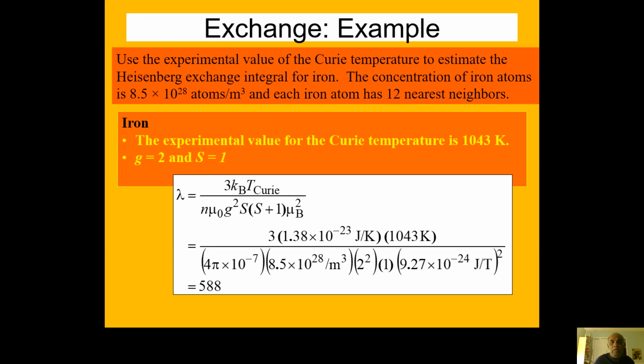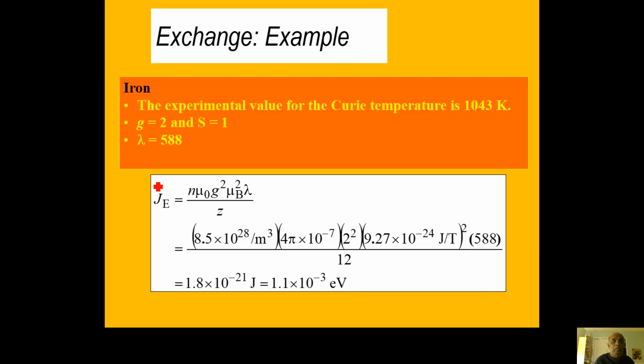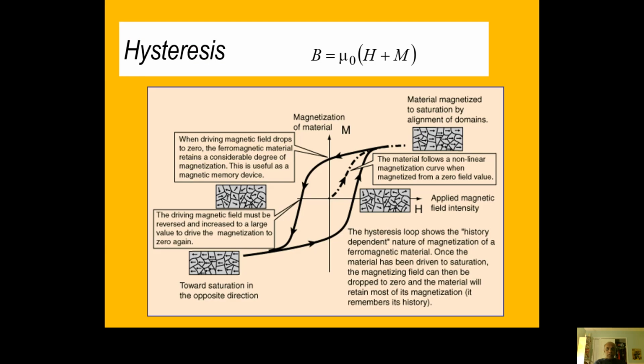If you know lambda, then you can easily calculate the exchange interaction JE, that is given by this equation here. If you apply that, in this energy unit, it is about 1 milli-electron volt. That is the exchange interaction energy, or constant. That's the energy term.